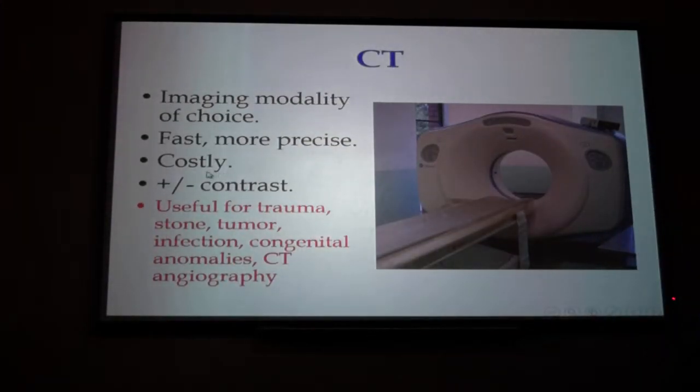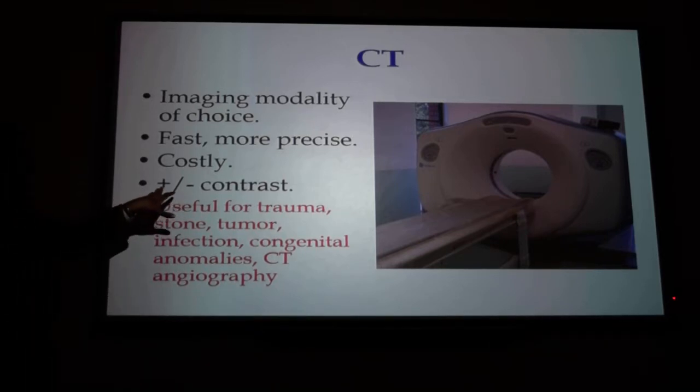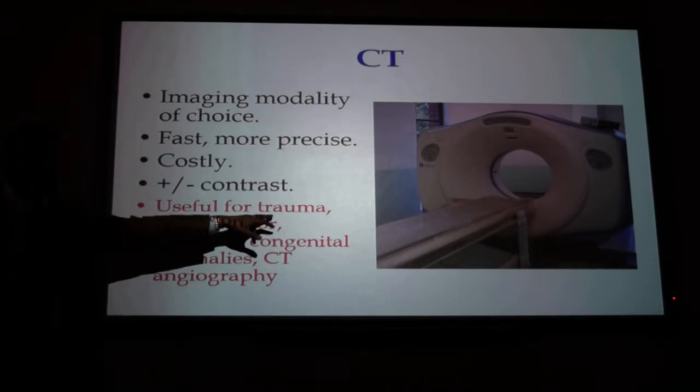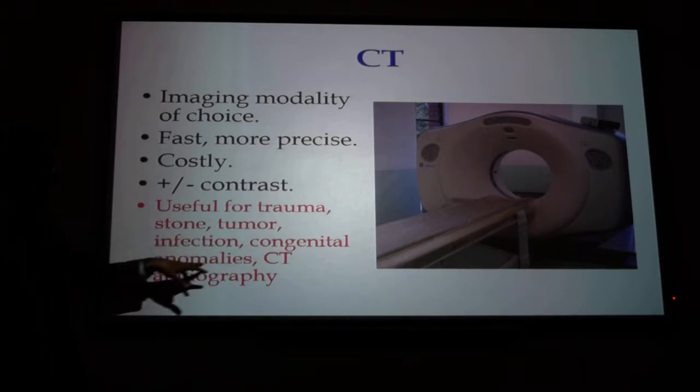It's not that we are not concerned about cost effectiveness. We want the patient to be discharged immediately. If we know the diagnosis, if there's no stone, discharge the patient home. We can also give contrast like we do in IVP. It's very fast, so it's useful in trauma cases. Stone, tumor, infection, congenital anomaly.